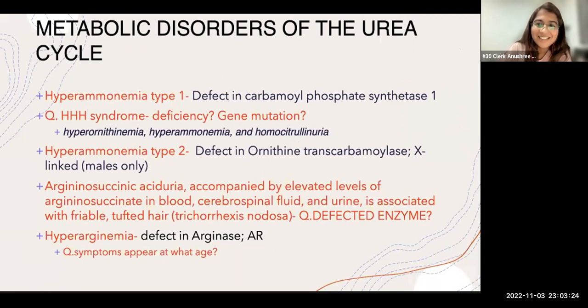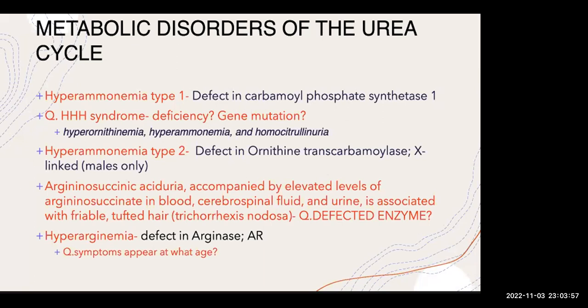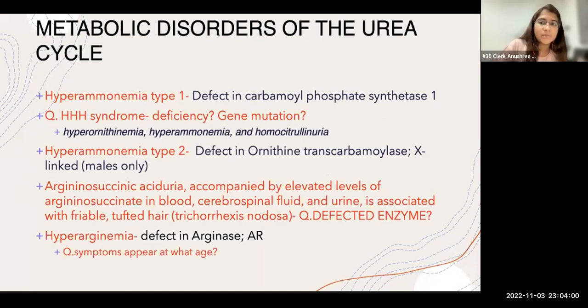Okay, cool. So next, moving on to the most important one, hyperammonemia type 2. This was the defect in the second enzyme, ornithine carbamylase. Okay, so it's X-linked and it's found only in males. Okay, next one, arginosuccinic aciduria. What is the defective enzyme in this condition? Arginosuccinate lyase, which was giving us fumarate and arginine.